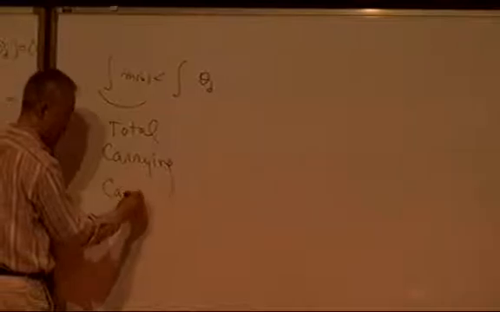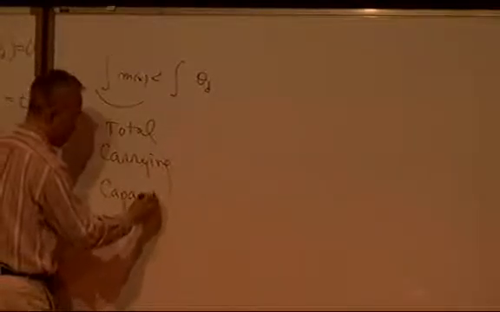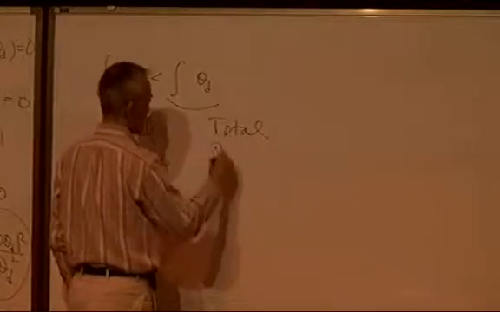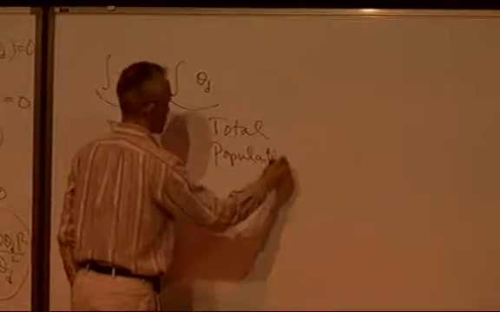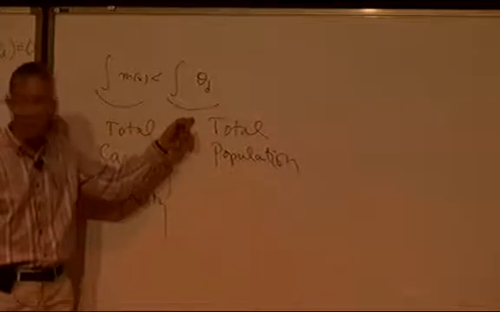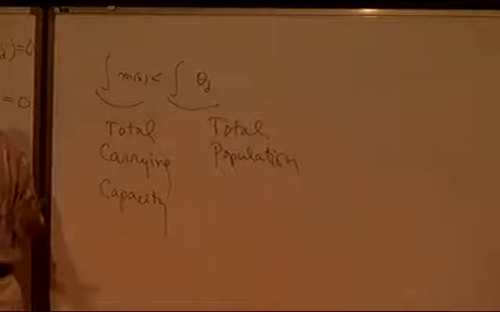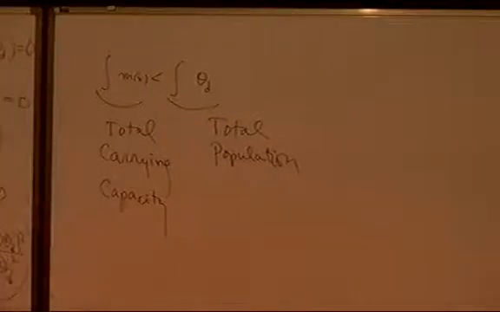What's the meaning? m(x) is the carrying capacity at each point x. So this is the total carrying capacity for the species. This is the total population. The total population is always bigger than the total carrying capacity. The total carrying capacity should be an upper bound of the population, heuristically, right?